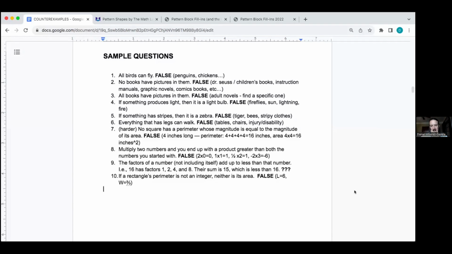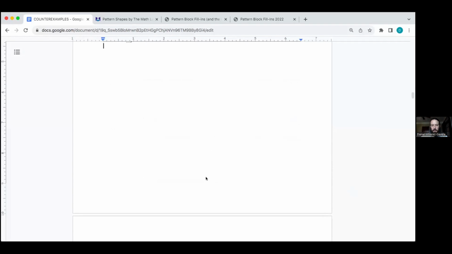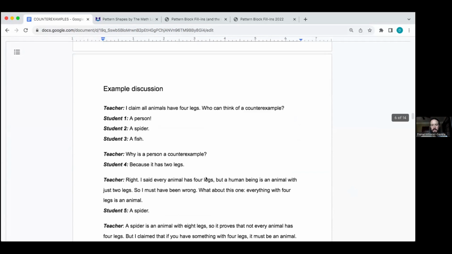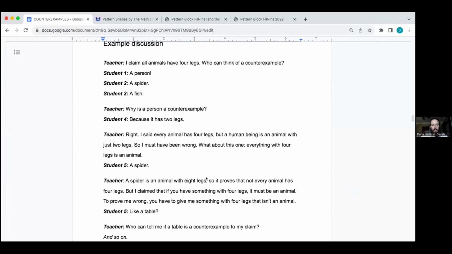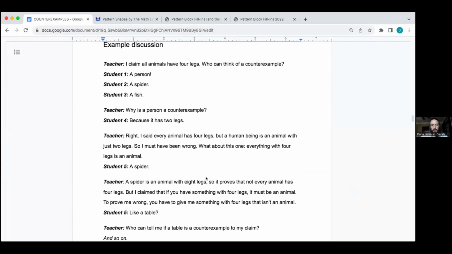So, okay. Let's do my sample questions. I also wanted to show, in the materials that I will share later, how a discussion could go. The teacher claims that all animals have 4 legs, and then asks, can anyone think of a counterexample? Maybe one student will say a person, someone will say a spider, someone will say a fish.